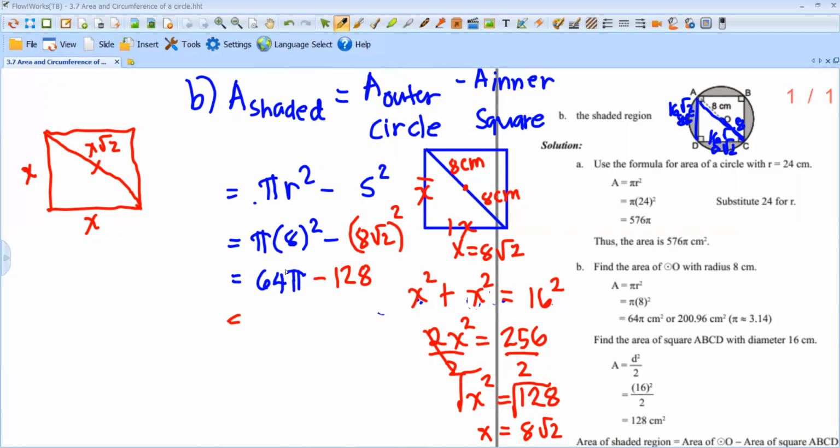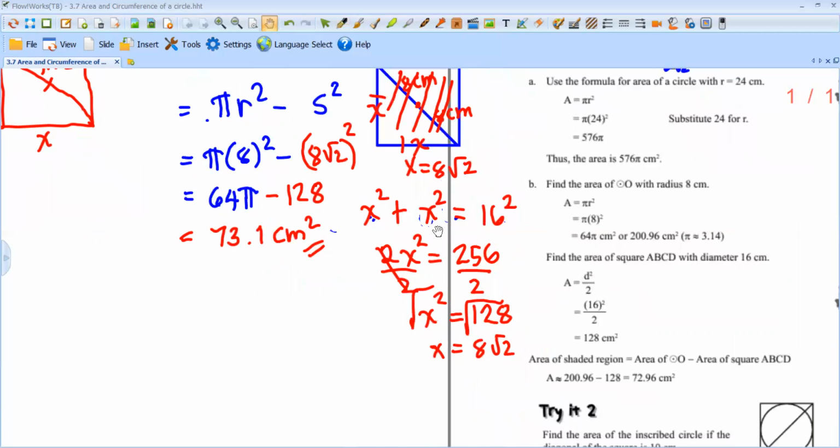64 pi minus 128 is how much? Around 73.1 square. That is the area of the shaded, this one. We will remove the area of the square from the area of the circle. That is the area of the shaded. 73.1. So maybe they rounded off here. So that is 64 pi. That's why it is around 72.96.